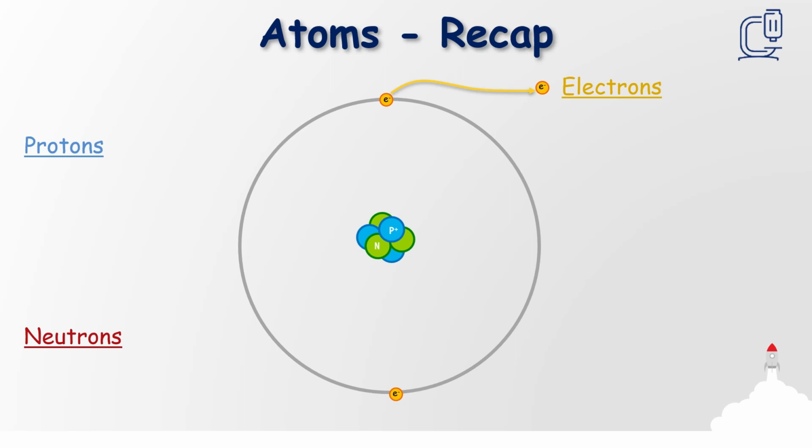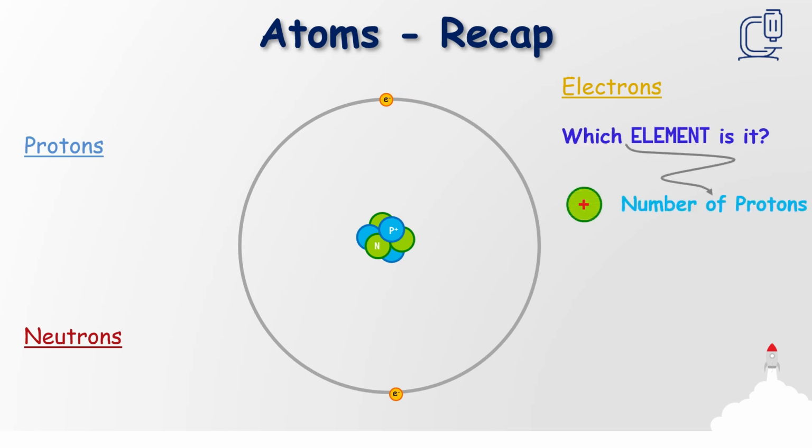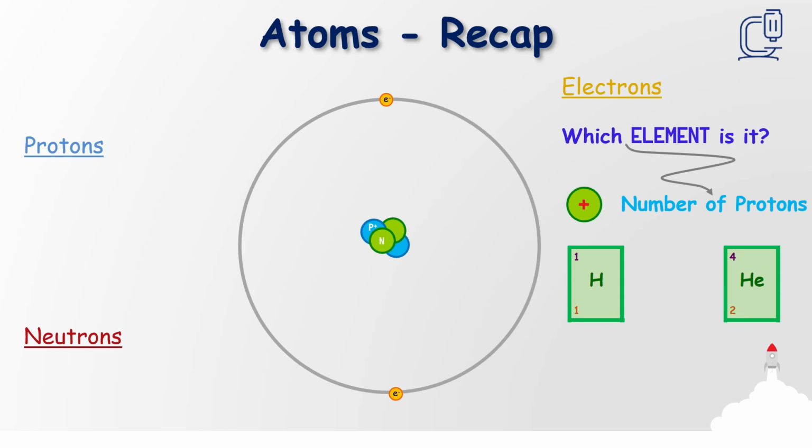To define which element the atom is, we need to look at the number of protons. Let's look at the lightest element, hydrogen. Hydrogen has one proton in its nucleus and one electron in orbit. The next smallest element is helium, which has two protons and two neutrons in its nucleus and two electrons in orbit. If we had an atom with 3 protons, then it cannot be helium. The protons are unique to each element. We would need to look at the periodic table to find an element that has 3 protons within it, which on the periodic table would be lithium.